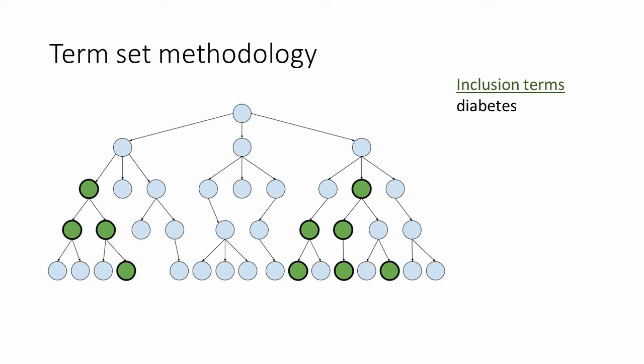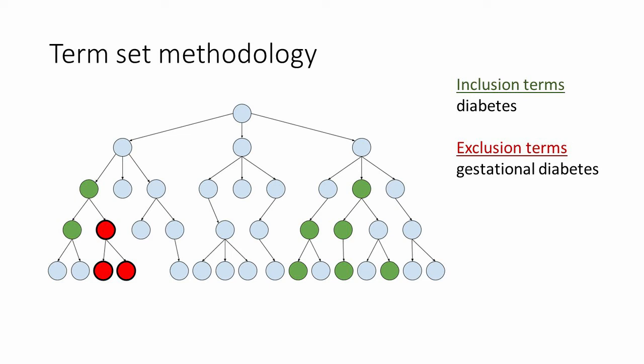We might notice in the diagnoses the term gestational diabetes comes up. Now, we might not want to include that in our set for academic reasons, so we would add the term gestational diabetes to the exclusion terms. This has now excluded the three nodes over on the left.